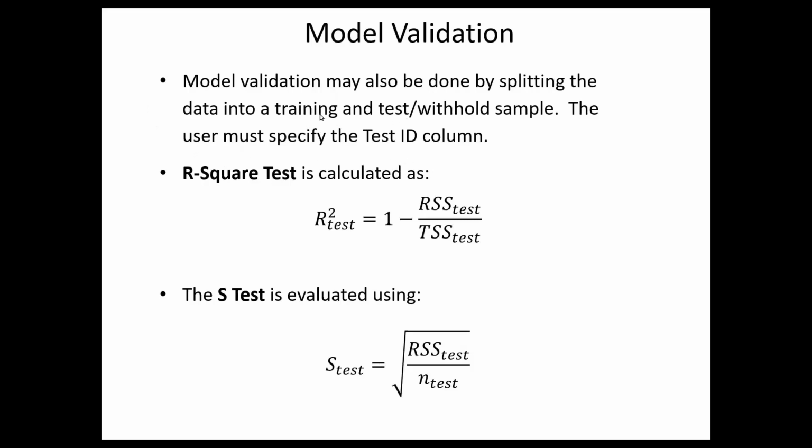Now, we also have train test. It's similar, but here you provide a test ID column. So you have an in-sample training sample, and then an out-of-sample or test sample. The R-square test is computed on the out-of-sample, and similarly, the standard deviation test is computed on the out-of-sample. All the R-squares are interpreted the same way: 100% is ideal, 0 is bad.